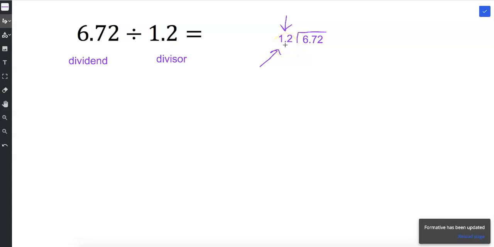So I do see a decimal in the divisor, so I'm going to move this over one place. If I move this decimal over in the divisor, I also need to do the same thing in the dividend. And then I'm going to retype the problem. So now we have, instead of 1.2 on the outside, a whole number, 12. And then underneath the division symbol, instead of 6.72, we have 67.2.